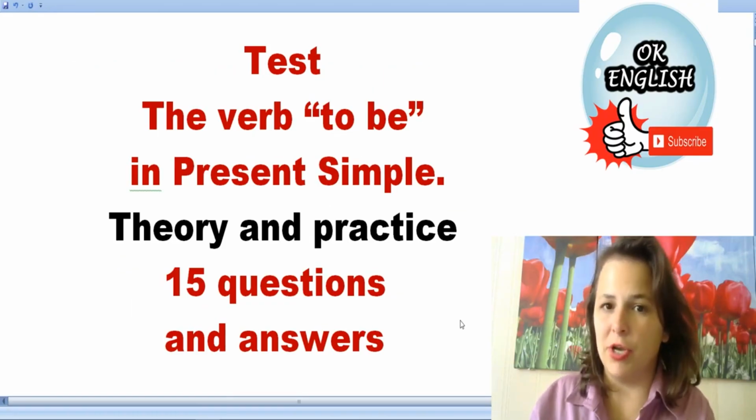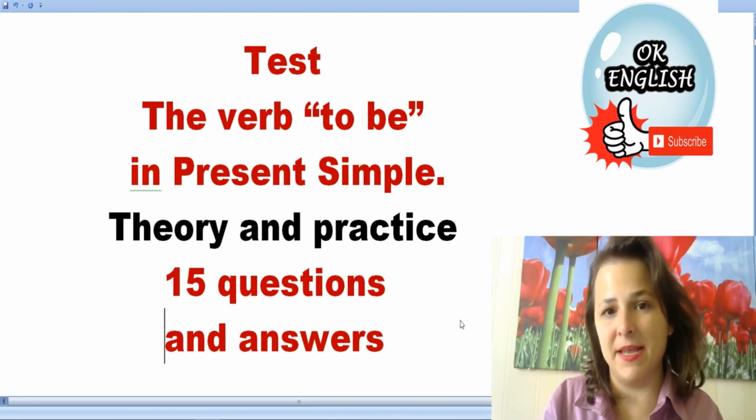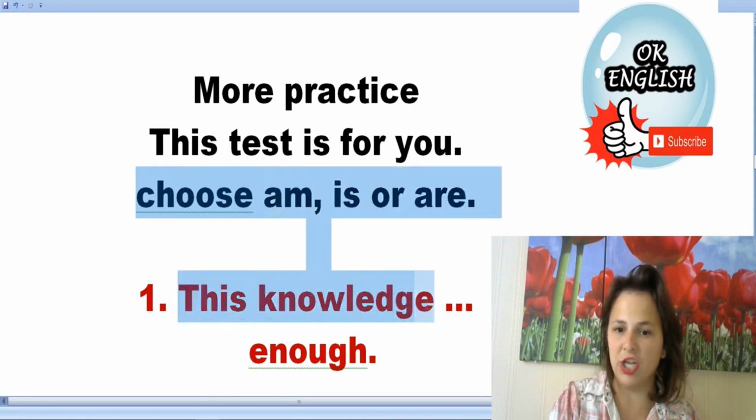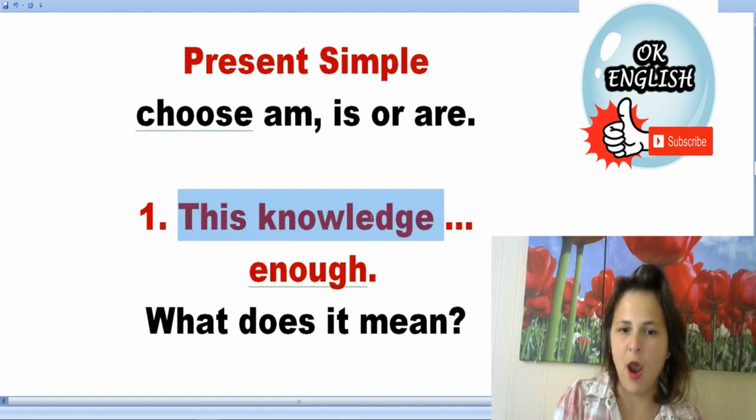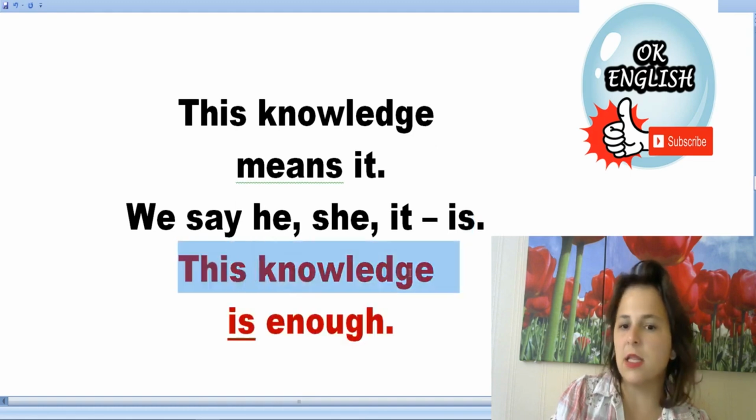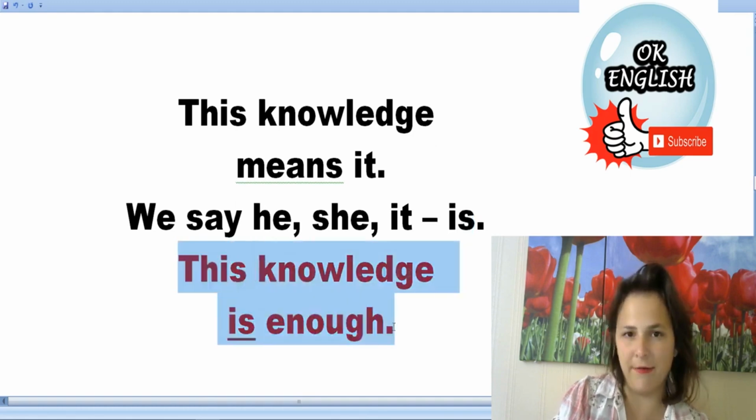This test is for you. The verb to be in present simple. Choose am, is, or are. This knowledge enough. What does it mean? This knowledge means it. This knowledge means subject. We say he, she, it, is, and this knowledge is enough.